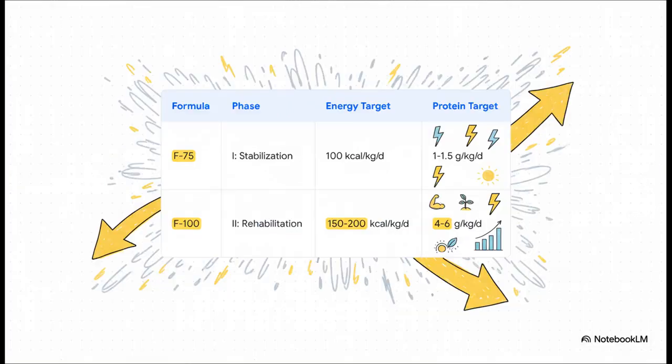And this table just shows you the dramatic shift in strategy perfectly. Just look at the numbers for F100 in the rehab phase. The energy target can almost double, and the protein target can literally quadruple compared to the stabilization formula. That is the kind of high-octane fuel you need for serious catch-up growth.